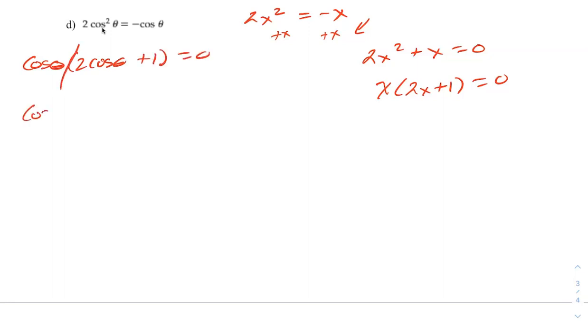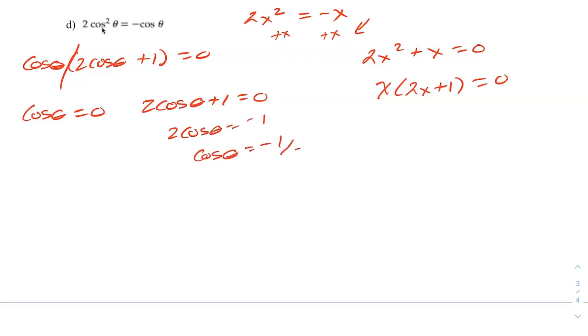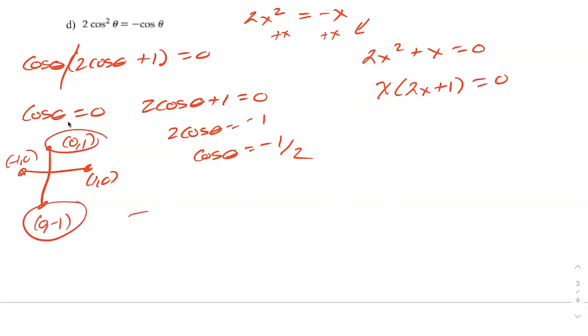Split. Cosine theta equals 0, and 2 cosine theta plus 1 equals 0. So 2 cosine theta equals negative 1, and cosine theta equals negative 1/2. Right here I have cosine theta equals 0. That's a unit circle. So where does cosine equal 0? Where's your x 0? You've got 1, 0; 0, 1; negative 1, 0; 0, negative 1. Here and here, that would be pi over 2 for the top, 3 pi over 2 for the bottom.